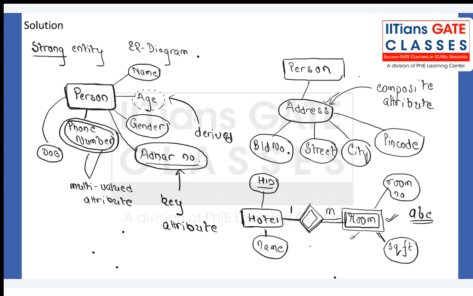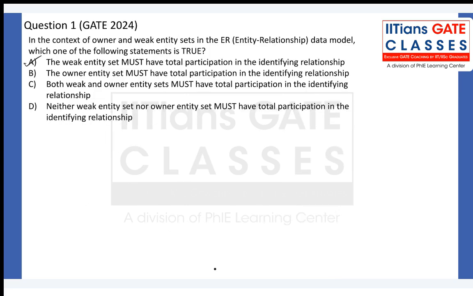This is my style of teaching. Never be afraid of technical jargons. It's just technical jargons. Try to understand the concept. So the weak entity has an owner entity. They have something called an identifying relationship by which the weak entity set can be identified using a strong entity, and the weak entity must have total participation in the identifying relationship.